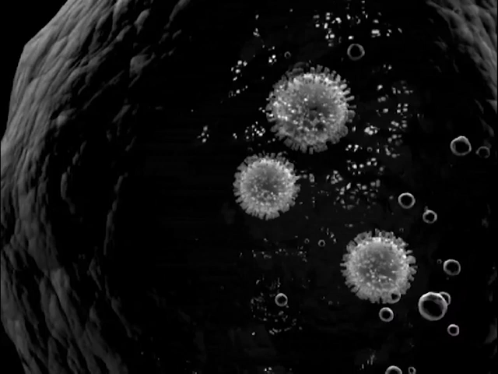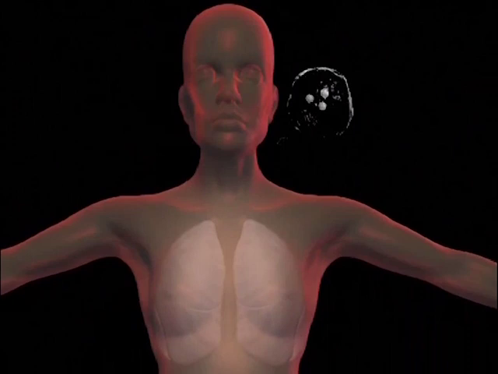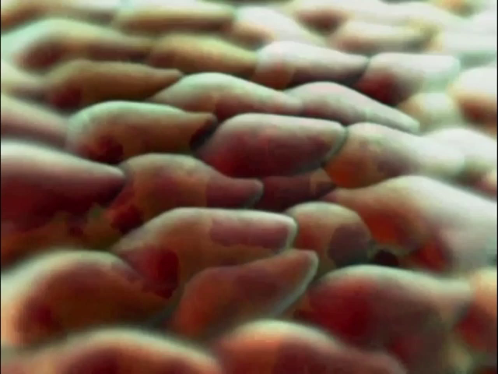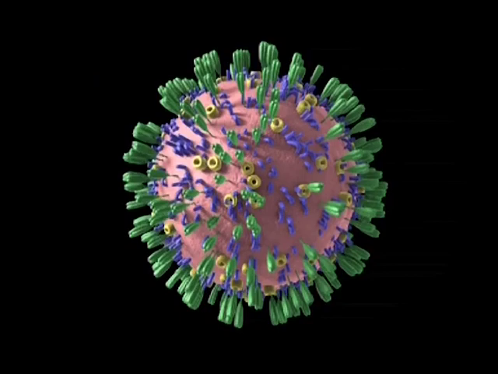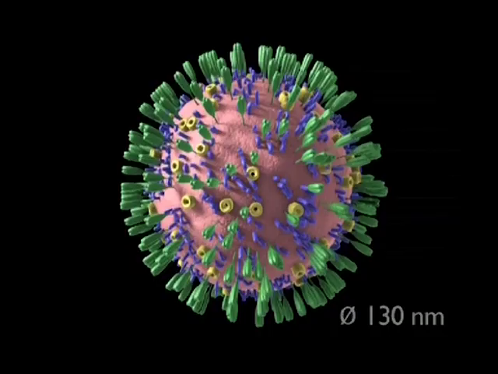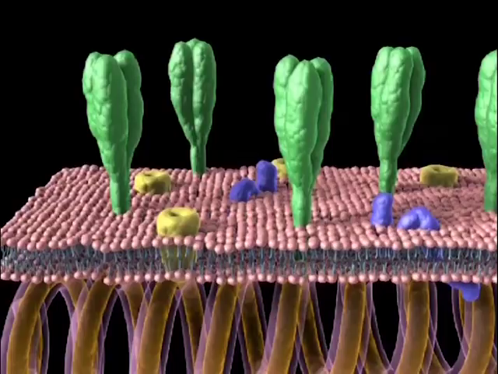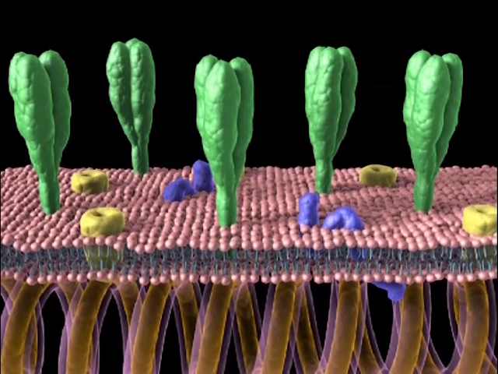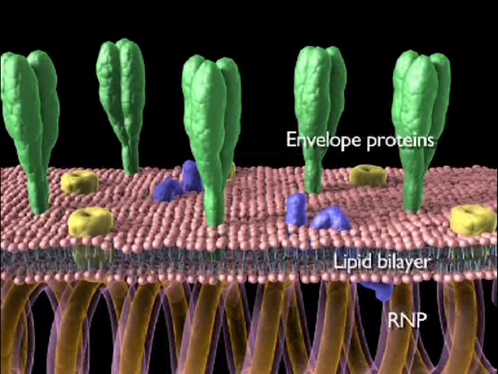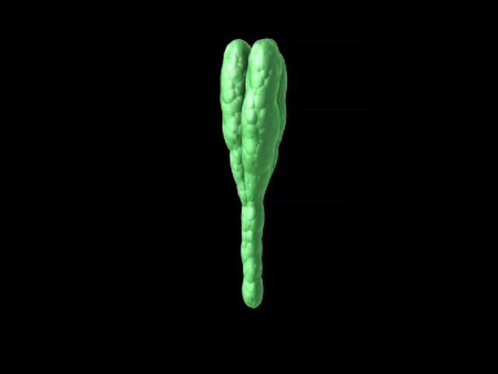SARS coronavirus particles carried in droplets may be inhaled. Inside the body, the particles travel to the primary site of infection, the epithelium of the lower respiratory tract. SARS coronavirus particles are enveloped, spherical, and about 130 nanometers in diameter. The envelope consists of a lipid bilayer with viral envelope proteins inserted into it. The outside of the envelope is lined with spike-like projections. These are all made of trimers of the viral spike glycoprotein S.